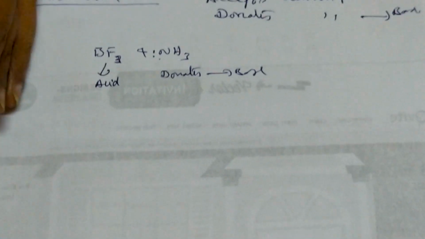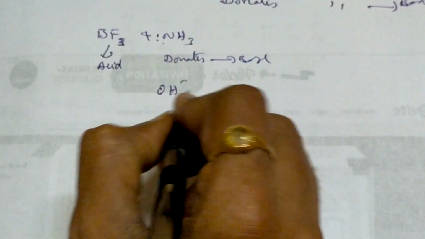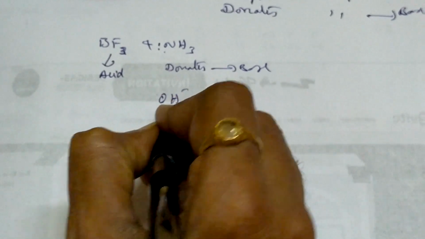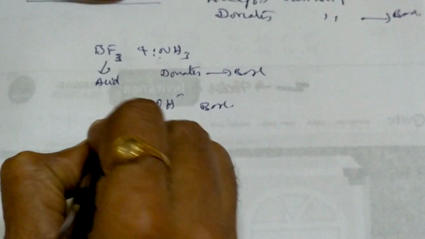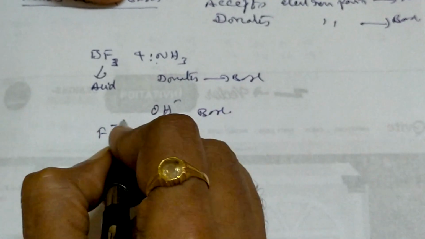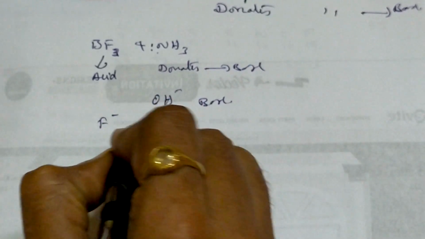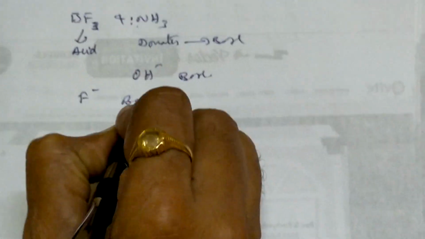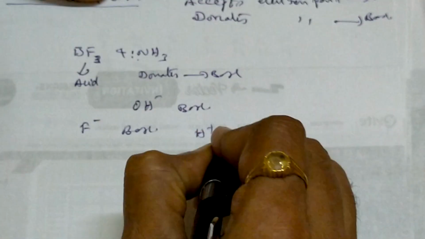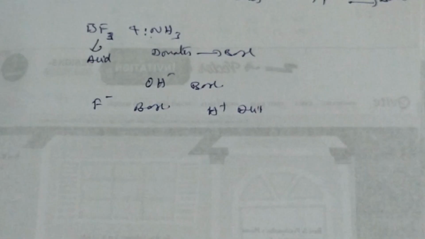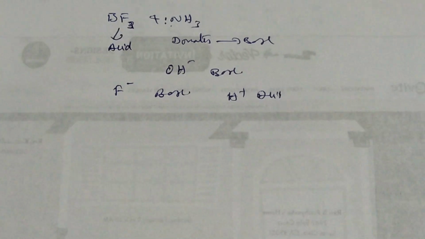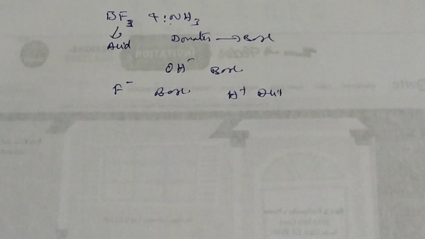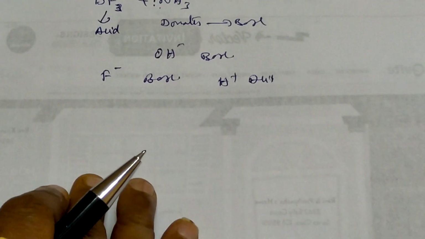Similarly, some more examples. If you see OH minus, it donates, so it is a base. Fluoride accepts H plus or donates the electron, so it is a base. H plus is an acid. BCl3 and BF3 are also acids. Now that is the Lewis concept. As per this latest theory we can categorize all the acids and bases.